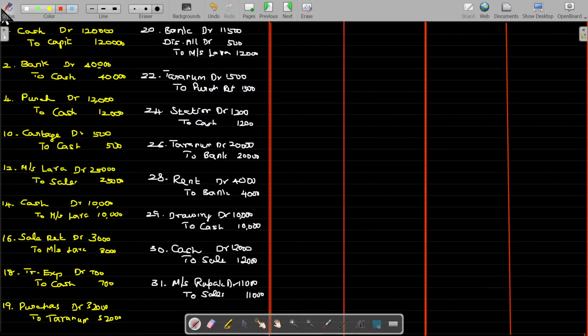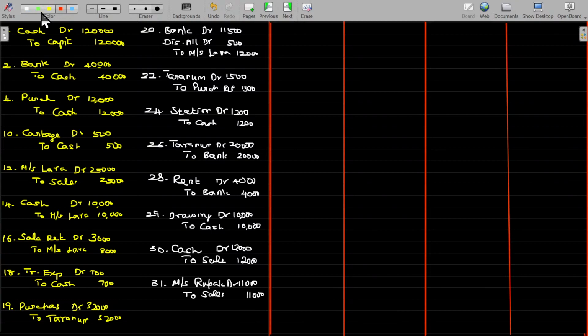Let's start one after one. The first account here being cash. So I open the cash account. This is the ledger book. In that ledger book, the first account I am going to open is the cash account. The value 1,20,000 is given in the debit. So I put that value in the debit side, mentioning it as to capital, 1,20,000.